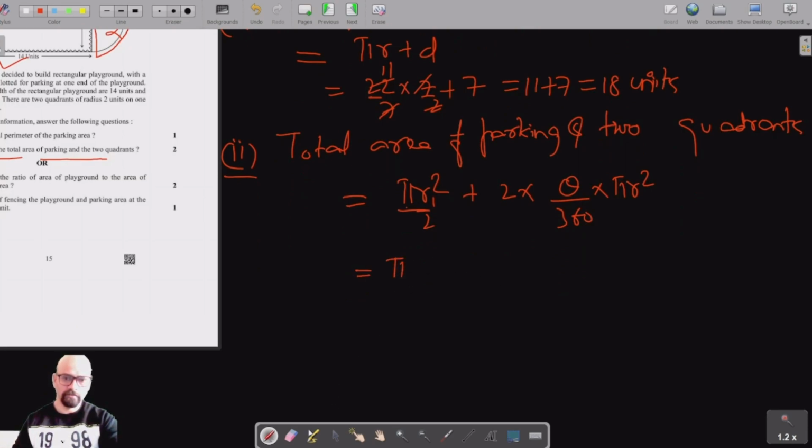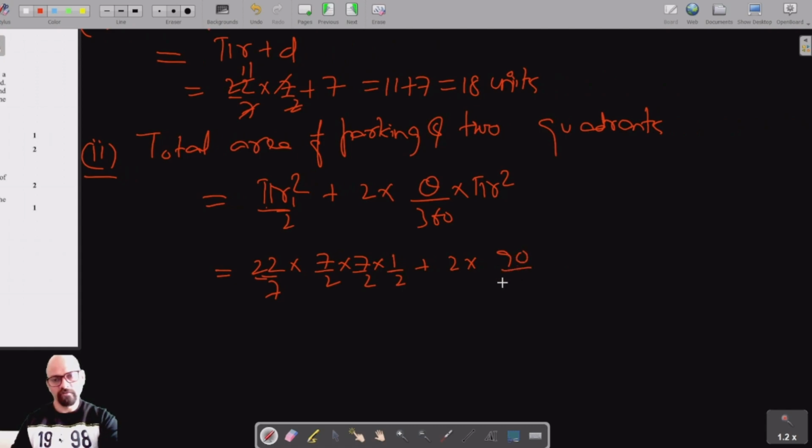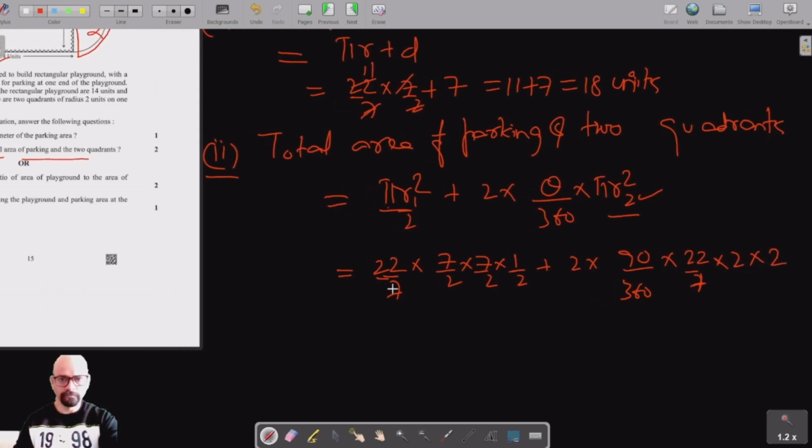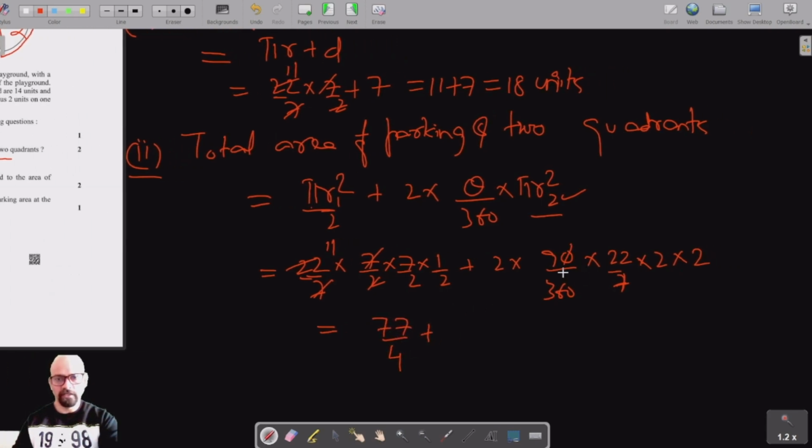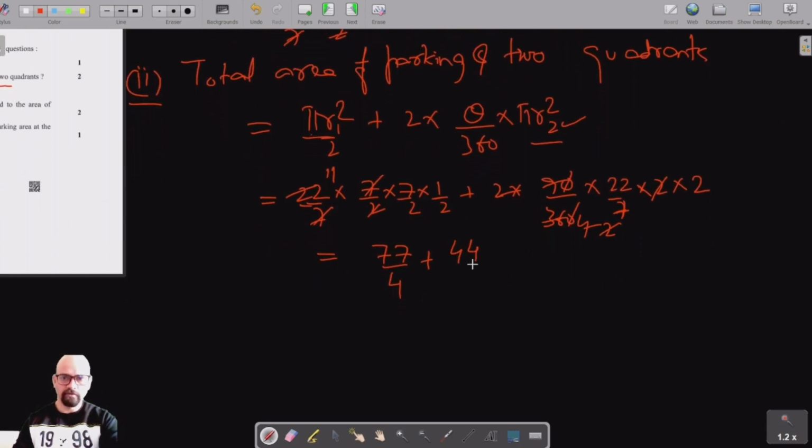So pi is 22 by 7. The radius of the semicircular region is 7 by 2, and has to be divided by 2, plus 2 into theta for the quadrant, which is 90, 22 by 7. Now the radius for the quadrant is 2. So I have taken it as r2, so 2 into 2. This gets cancelled. This is 11, so 11 into 7 is 77 by 4, and 90 by 360 is 1 by 4, 2 2s are 4, 2 gets cancelled, and this is 44 by 7.